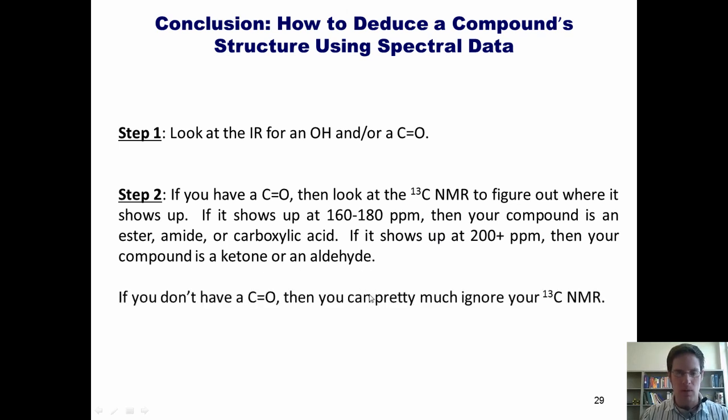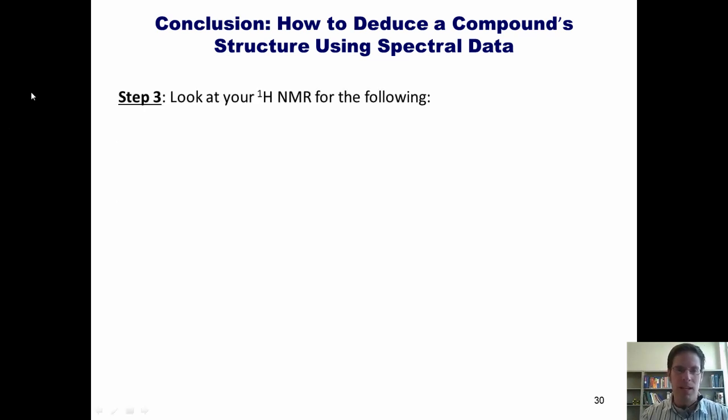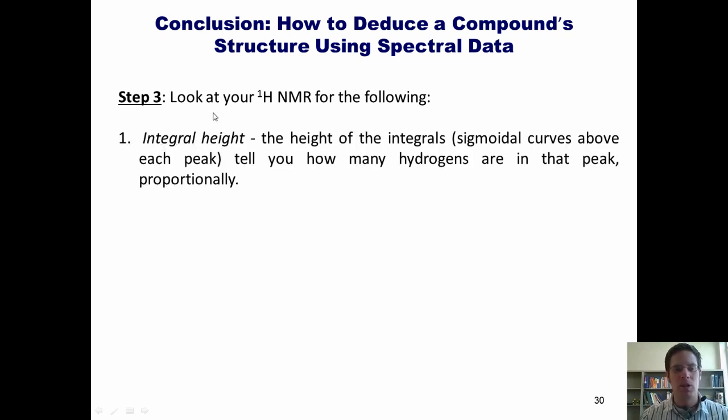Now, if you don't have a carbonyl, so if you look at your IR and don't see a carbonyl anywhere, then you can pretty much ignore your carbon NMR, because it's not going to tell you anything useful, generally speaking, that you can't already figure out from the hydrogen NMR. Step 3, look at your hydrogen NMR for the following. First, look at your hydrogen NMR's integral height. Measure each of the sigmoidal curves above the peaks and determine their ratio. 1 to 2 to 2, or 2 to 3 to 3, or 4 to 2 to 2, or 4 to 2 to 3, or whatever that happens to be. Remember that those heights tell you proportionally how many hydrogens are in that peak.